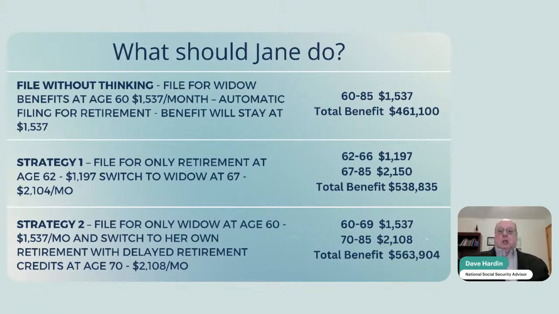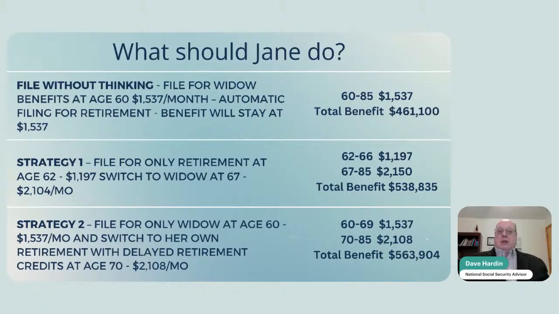And what does strategy one look like? Strategy one says, wait, don't take the money. Maybe you're working. You're making $40,000, $50,000 a year. I don't know what you're making, but you're making something. Work 2 more years. Then at 62, don't take the survivor benefit, take your own benefit. It's only $1,197, which is what, $350 less than the other benefit.